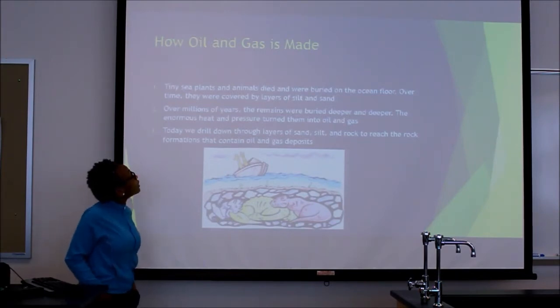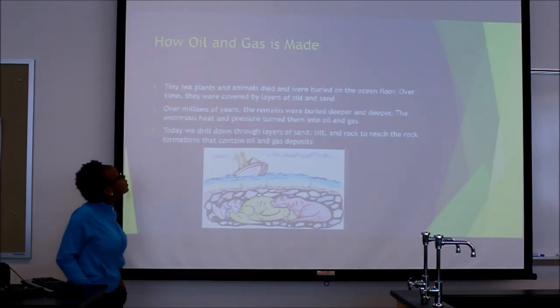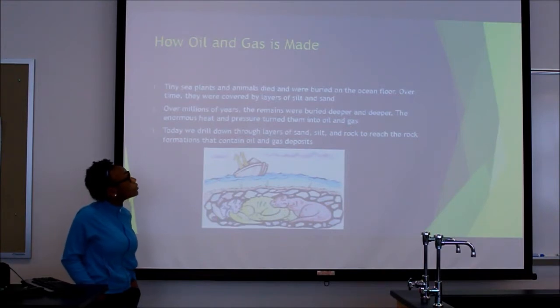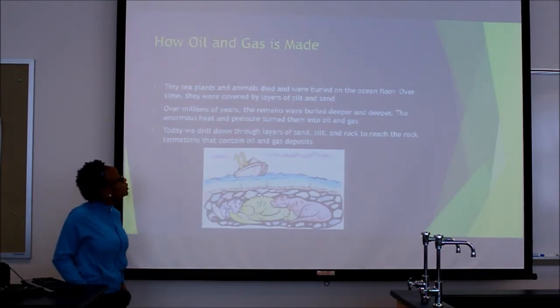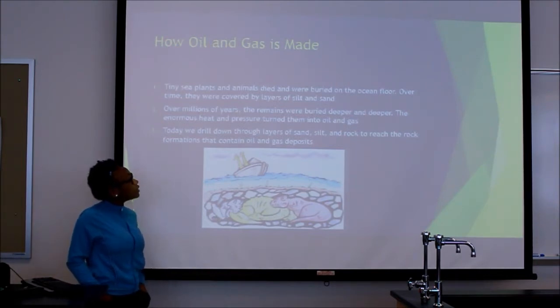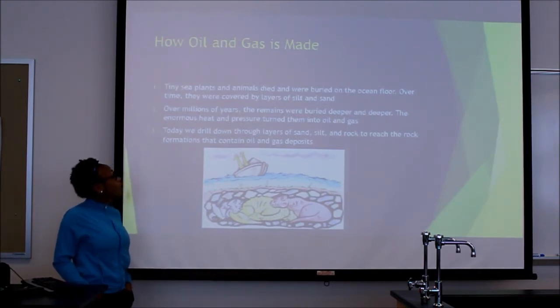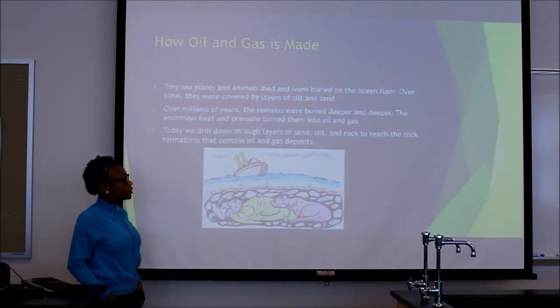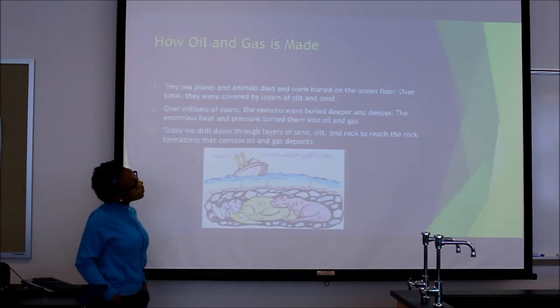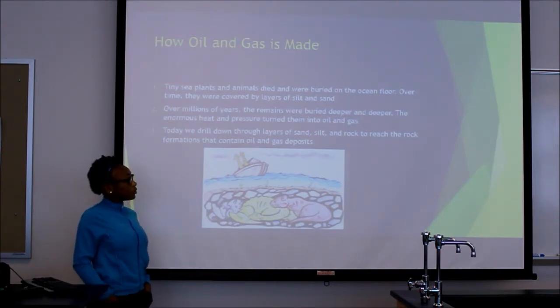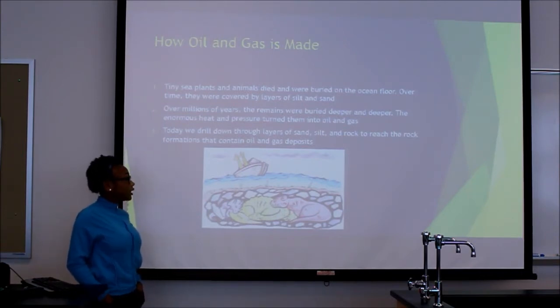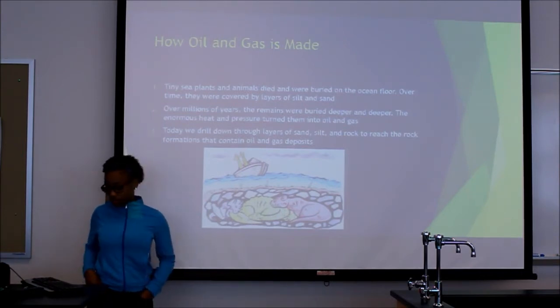How oil and gas is made. Tiny sea plants and animals died and were buried on the ocean floor. Over time, they were covered by layers of silt and sand. Over millions of years, the remains were buried deeper and deeper. The enormous heat and pressure turned them into oil and gas. Today we drill down through layers of sand, silt, and rock to reach the rock formations that contain oil and gas deposits.